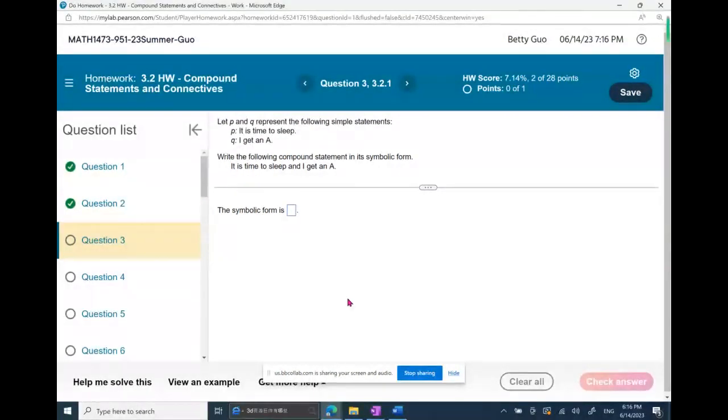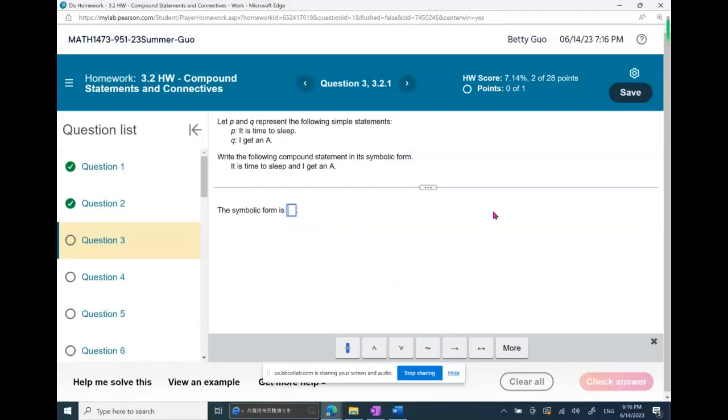Number 3, let P and Q represent the following simple statements. A simple statement only states one idea, that is either a fact or something against the fact, either true or false. So P here is the statement that it is time to sleep. Q here is the statement that I get an A. Write the following compound statement in its symbolic form. Let's look at the compound statement: it is time to sleep and I get an A.